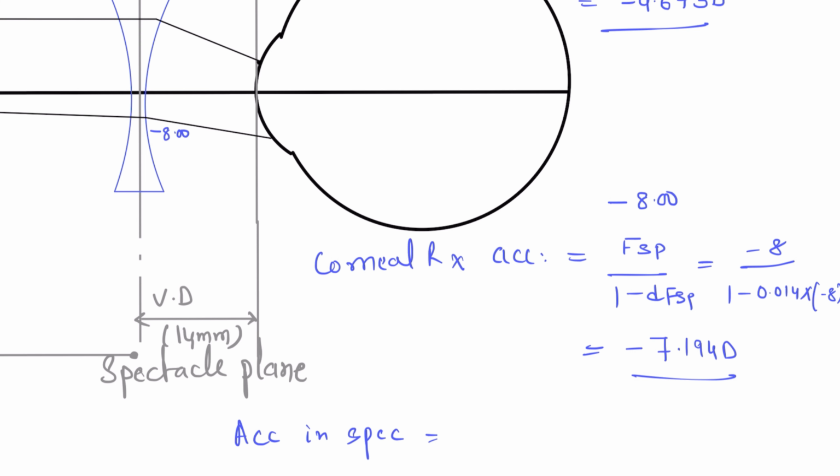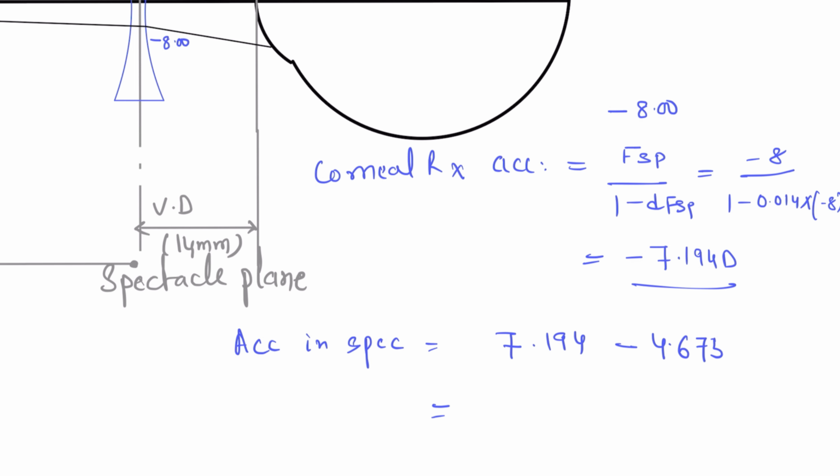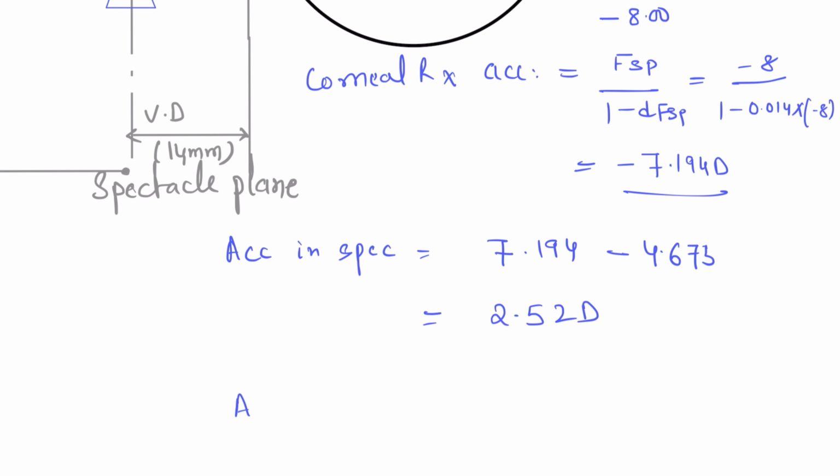So the accommodation in the spectacle lens will be the difference between when accommodation is active and when accommodation is not active. We are just going to consider the difference, not the sign. So when accommodation is active, it is 7.194 diopters minus 4.673 when accommodation is not active, which is equal to 2.52 diopters in the spectacle lenses. And when we talk about accommodation in the contact lens, which we calculated previously, it was equal to 2.88 diopters.